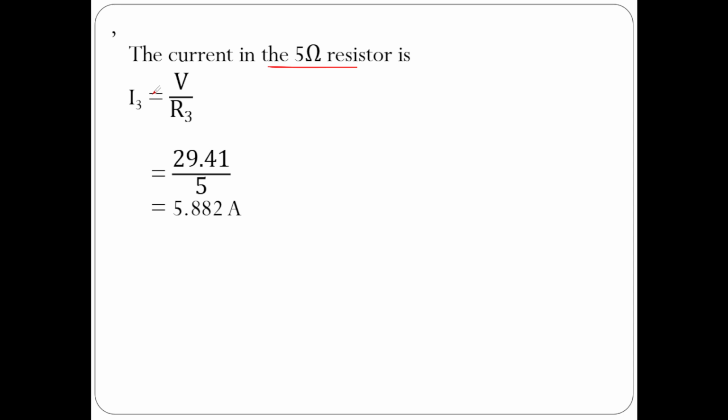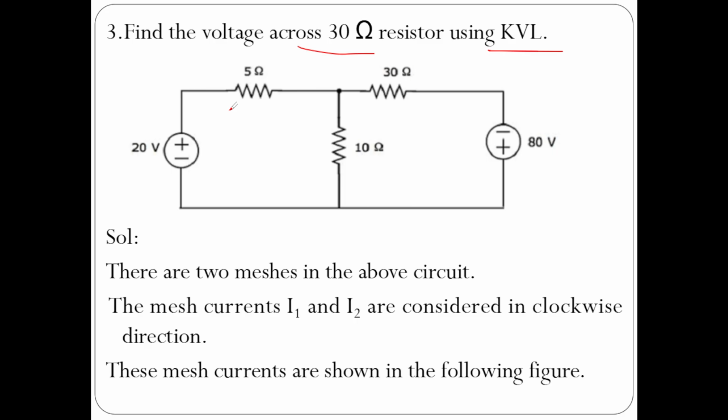So, next problem: find the voltage across the 30 ohms resistor using Kirchhoff's voltage law. So if you observe here, this circuit has two meshes. This is mesh 1, this is mesh 2, and they have asked us to determine the voltage across 30 ohms.